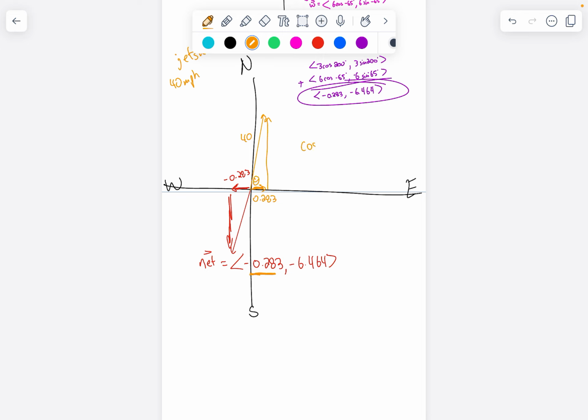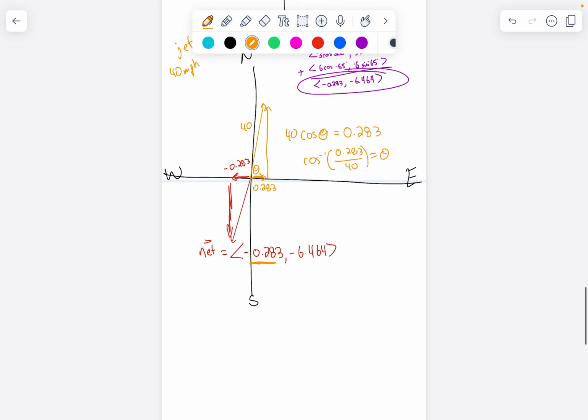Looks like cos inverse is going to be a friend here because we're trying to say 40 cosine of theta, we would really like to equal this. So cos inverse of 0.283 over 40 equals theta. And this is if I want to go purely north. Cos inverse 0.283 divided by 40, and we get our angle theta is about 89.595 degrees. Like we said, this is not much force to the west. If we're going 40 miles per hour, we only need to be slightly off of north to get enough to counteract this tiny little current to the west.